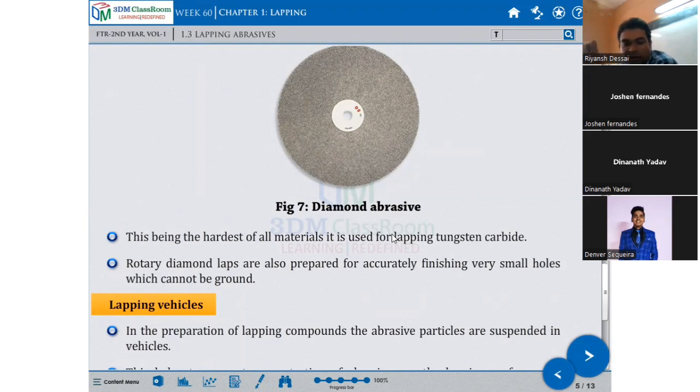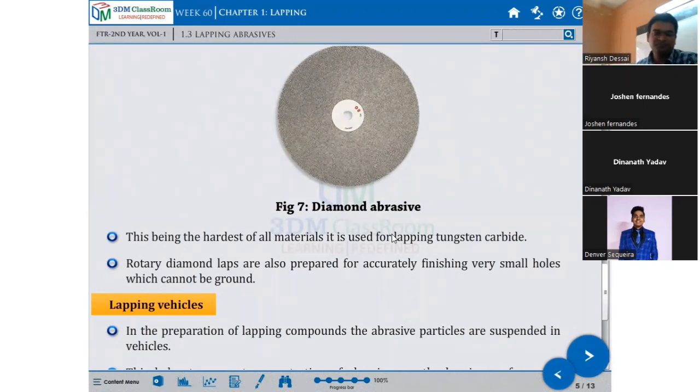Now in that case, if you want to do lapping on that tungsten carbide, what do you require? This type of diamond abrasive. Normal silicon carbide or aluminum oxide cannot cut it down. So we require a diamond to lap this type of product.